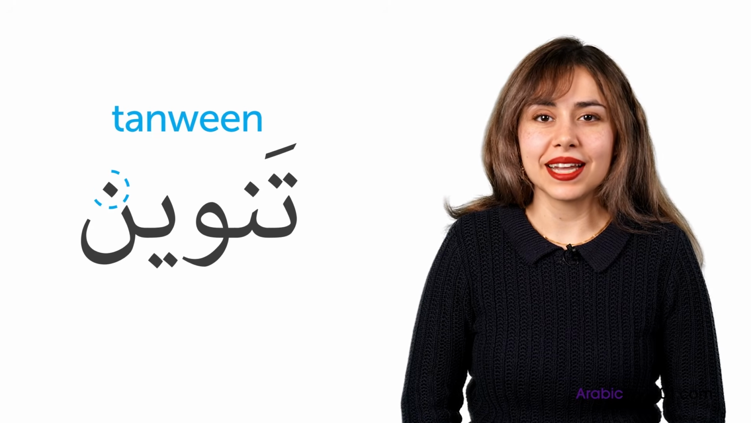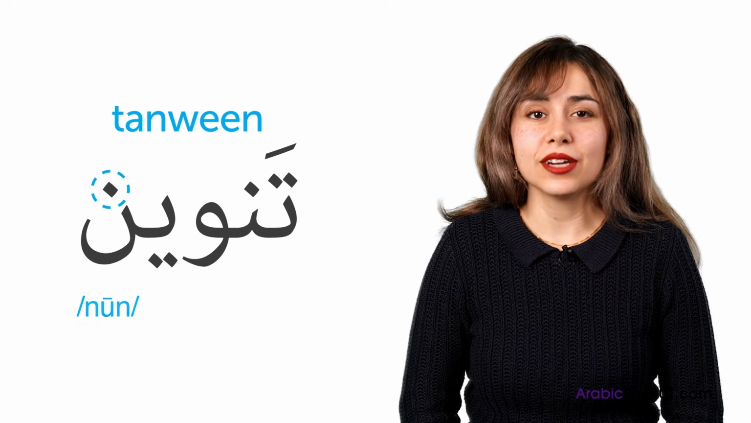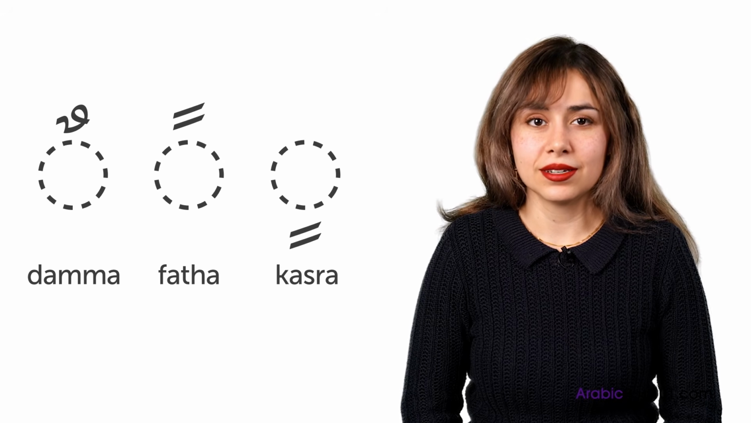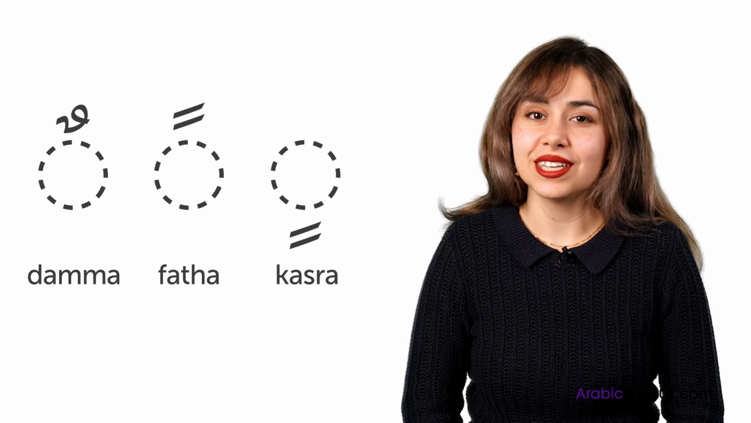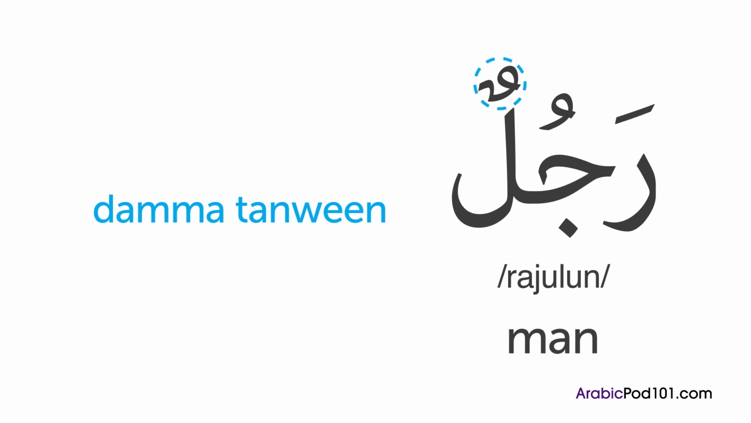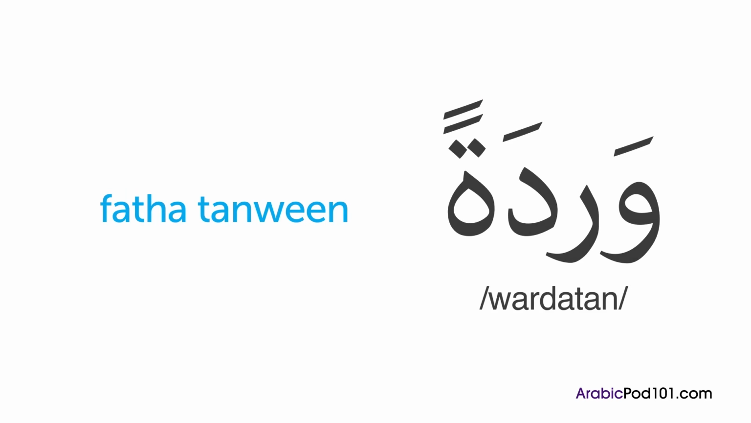Let's learn the tanween. The tanween can only happen at the end of the word, and it's basically a noon sound at the end of a word. Tanween has many shapes according to the basic voweling of the last letter in the word, a dhamma, a fatha, or a kasra. You need to be able to read it if you see it, so let's see what it looks like. Check how the dhamma tanween looks like in the word rajulun, which means man, in the nominative case and the indefinite form. Here's how fatha tanween looks like.